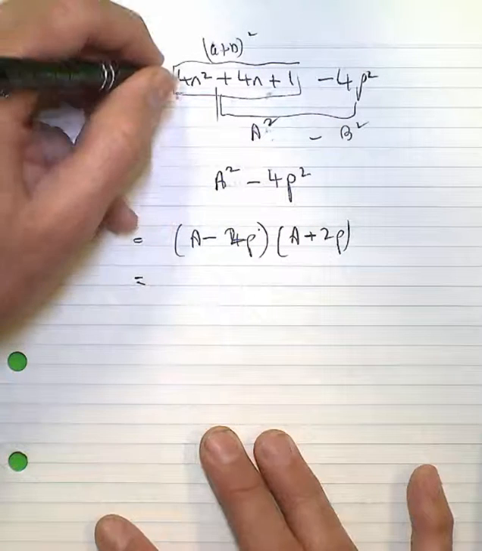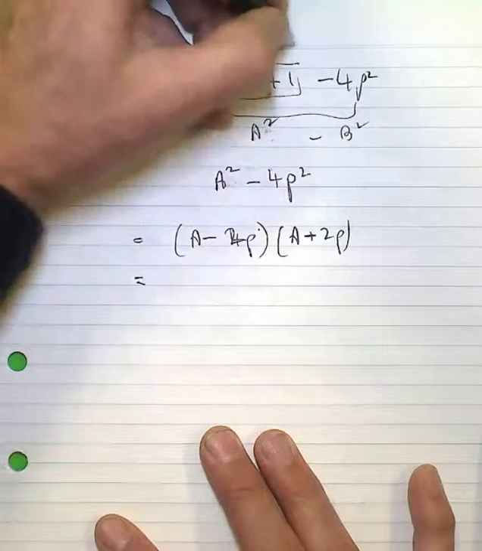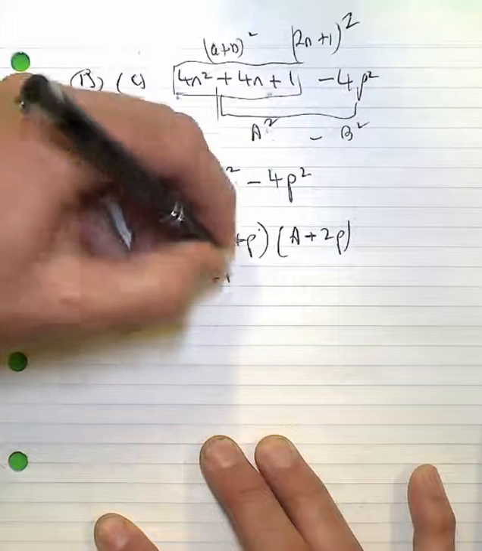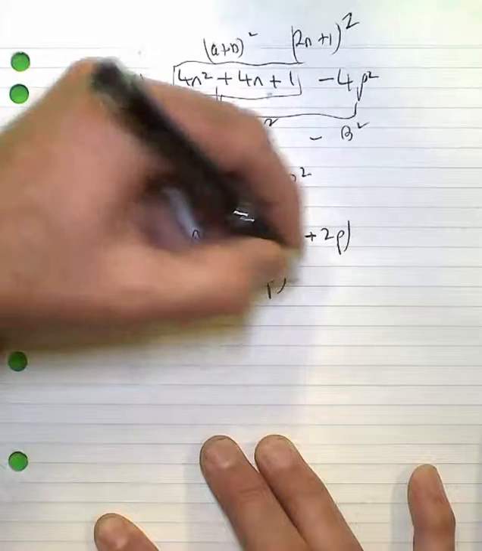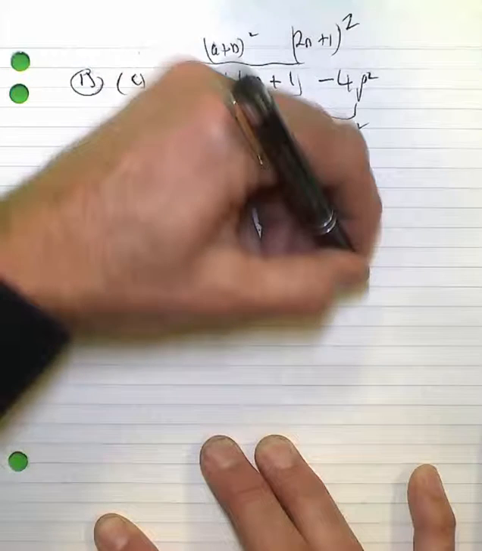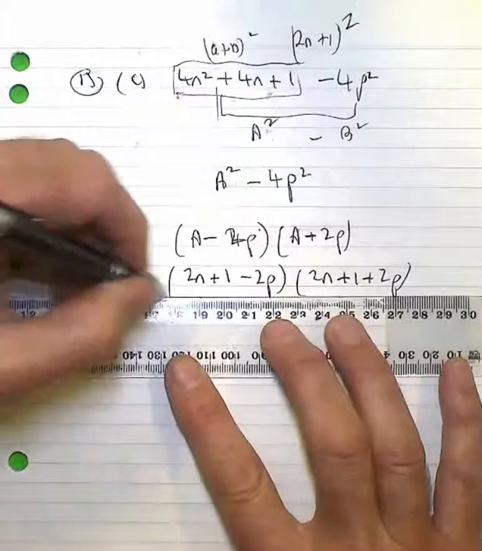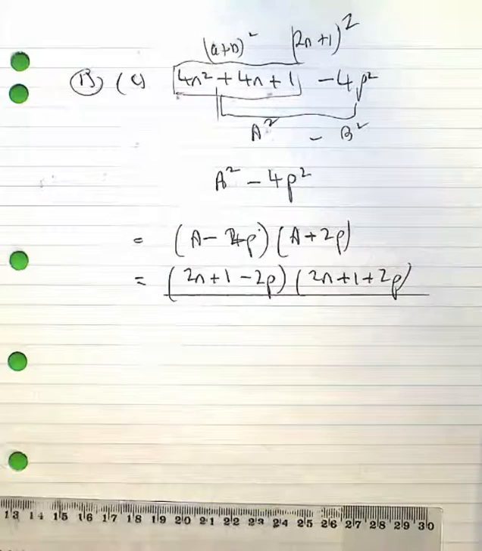Now, that's the perfect square, 2n plus 1 all squared. Give me 2n plus 1 take 2p, lots of 2n plus 1 plus 2p.